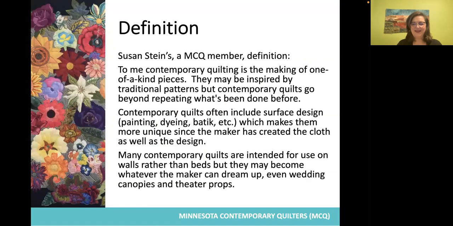All right. So there was the definition I just read from Susan Stein. So again, the emphasis is on one of a kind and that they often have the surface design element.